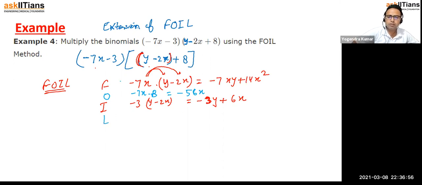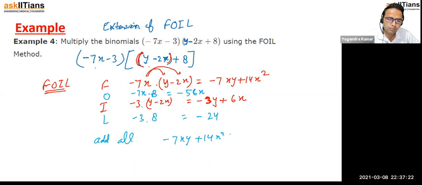Okay, last. Now I'm doing last. FOIL. Last will be what? This minus 3 and 8. So what are we getting? Minus 24. Now can we add them all? Yes, add all. So minus 7xy plus 14x square, then minus 56x minus 3y plus 6x and minus 24.